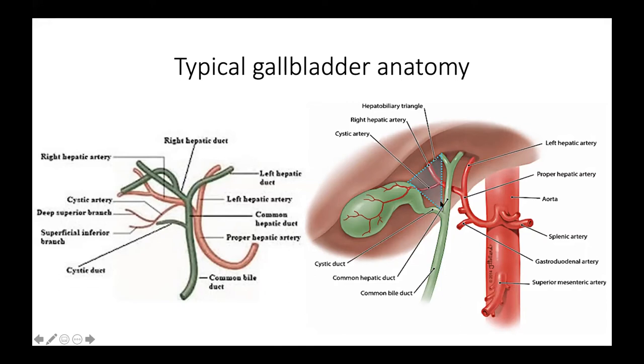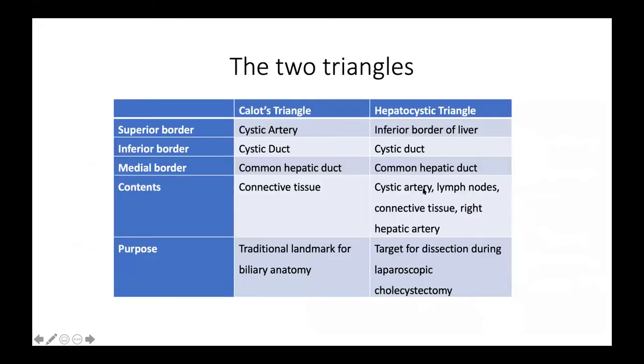When we're dissecting out the gallbladder and dissecting out the two main structures, the cystic duct and the cystic artery, this is sort of the imaginary landmark or anatomy that we are looking for. And the main reason we want to do that is because we want to identify the cystic artery in this area. Now, the hepatocystic triangle is something that's quite relevant to laparoscopic cholecystectomy.